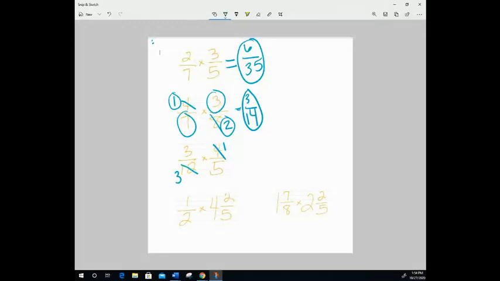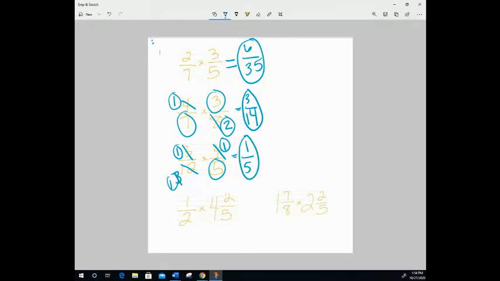Then I also noticed that I could simplify the 3 and the 3. 3 can go into 3 once, and 3 can go into 3 once. I don't see anywhere else that I can simplify. 1 times 1 is 1, and 1 times 5 is 5. So I end up with 1/5, and that can't be simplified.